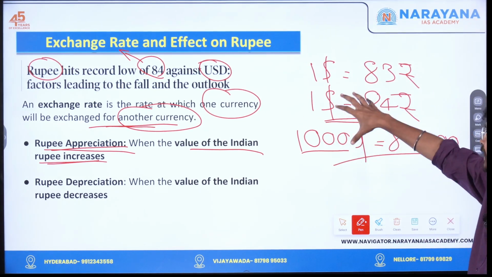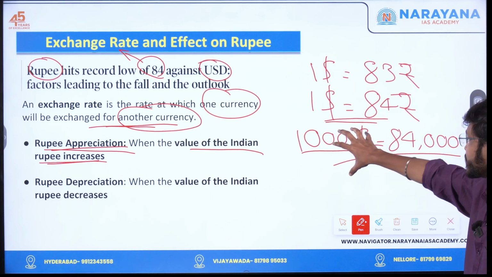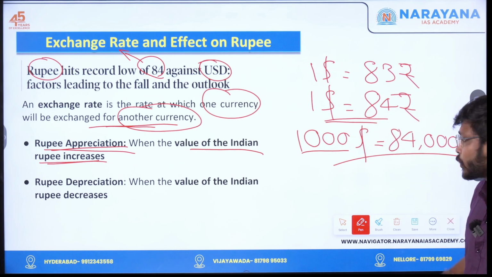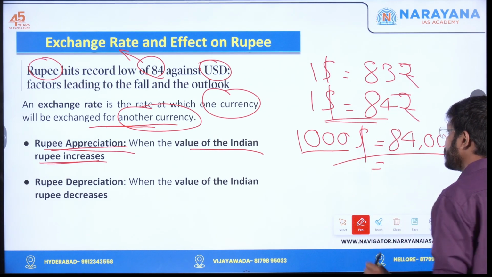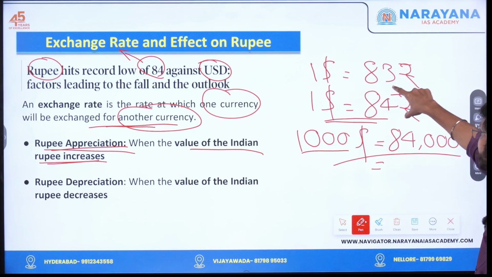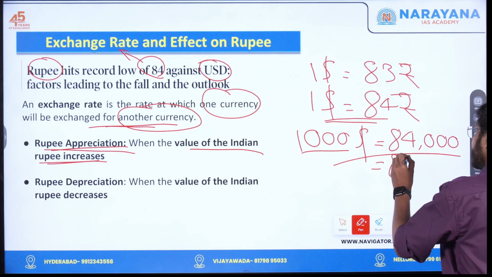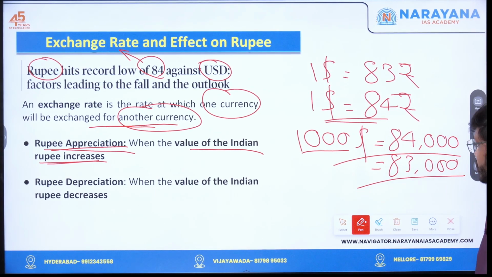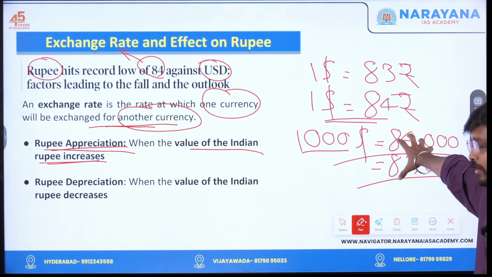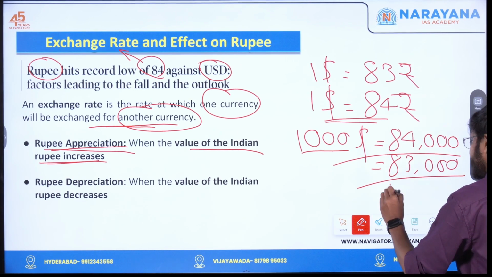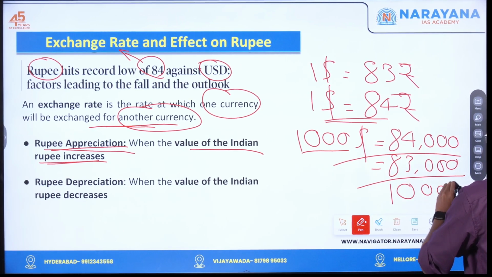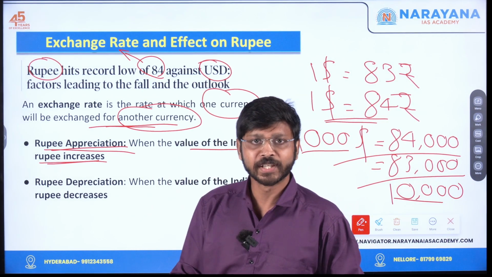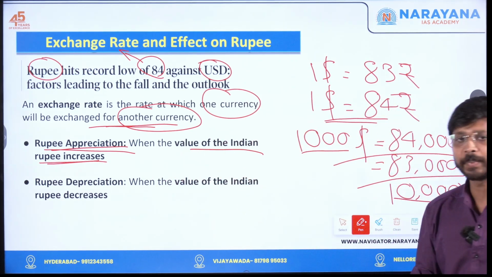Let's consider the same example. For a $1,000 car it was 84,000 rupees. Now, as per the present calculation, it is 83, so it will be 83,000. So what happened here? 84,000 got reduced to 83,000. We are saving 1,000 rupees. That is why it is known as appreciation. The value of Indian rupee is increasing. That is known as rupee appreciation.